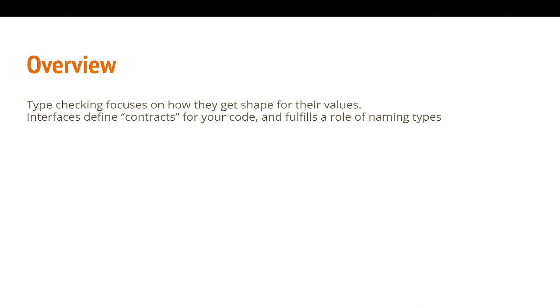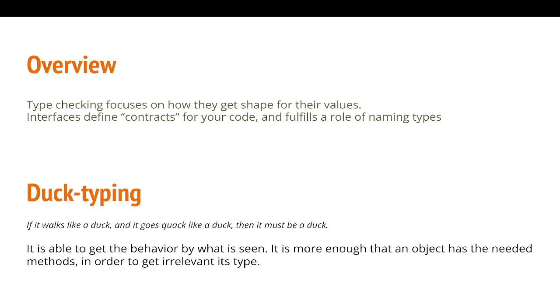One of TypeScript's foundational principles is that type checking focuses on the shape that values have. This is so-called duck typing. In TypeScript, interfaces fulfill the role of naming these types, and they are a powerful way to define contracts inside of the code. But what does this term duck typing mean?